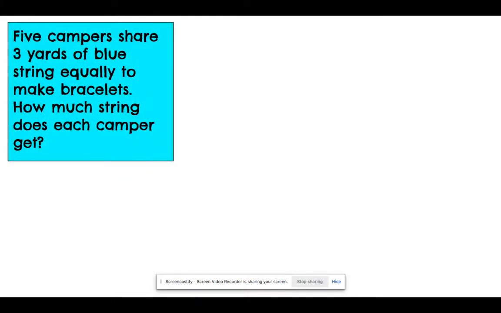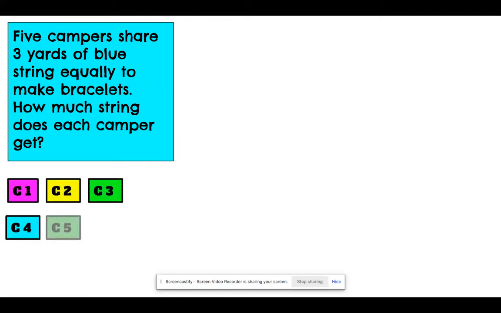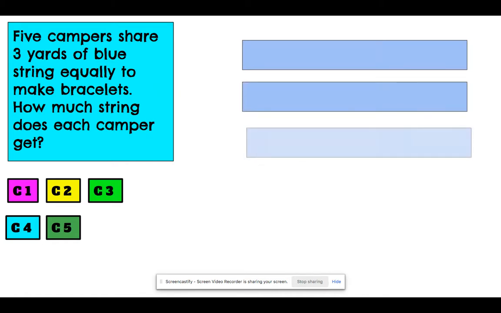All right, here's another problem. 5 campers share 3 yards of blue string equally to make bracelets. How much string does each camper get? Again, I'm going to use different colors to represent the campers: camper 1, camper 2, 3, 4, and 5. This time I'm going to use rectangles to represent the yards of blue string. So here's 1 yard of blue string, 2 yards, 3 yards.